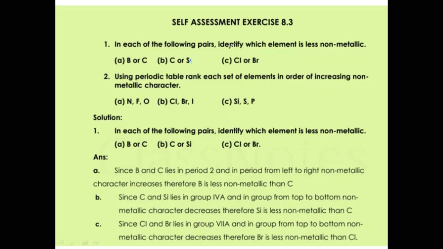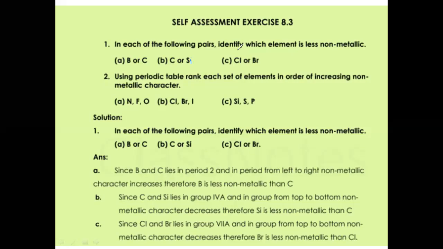Then chlorine and bromine, they also belong to the same group. Bromine comes after chlorine. As the non-metallic character decreases from top to bottom, therefore we can say that bromine is less non-metallic than chlorine. Bromine will be less non-metallic than chlorine.